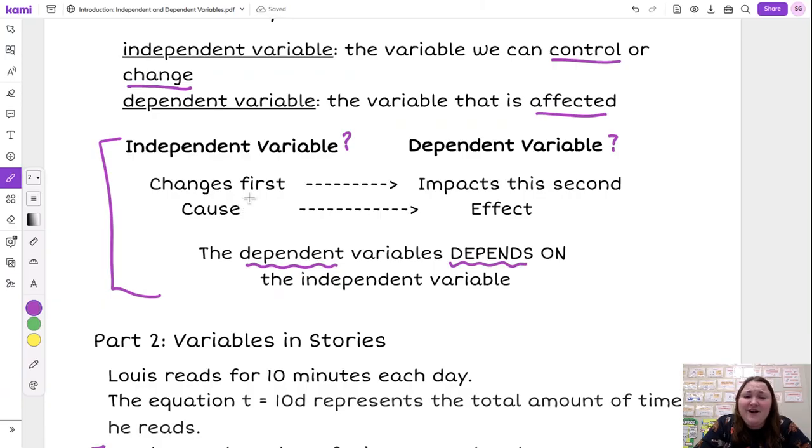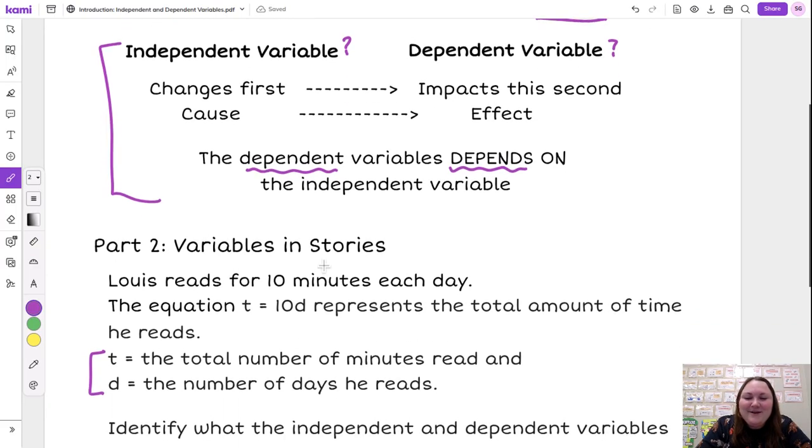You can think of it with cause and effect. You can think about it as which one does he change first because it impacts the other one. You can think about it with depends on, using those words. But go ahead, pause the video and see if you can identify which one is independent and which one is dependent.